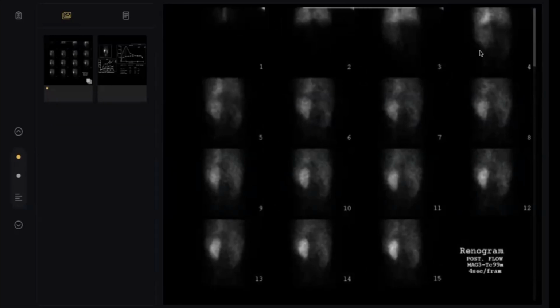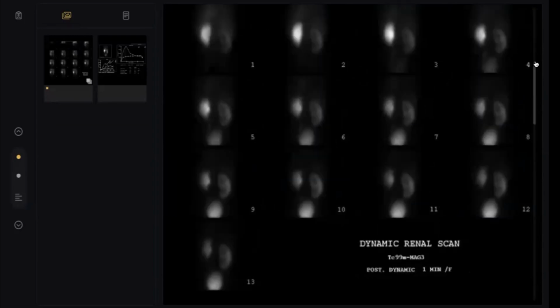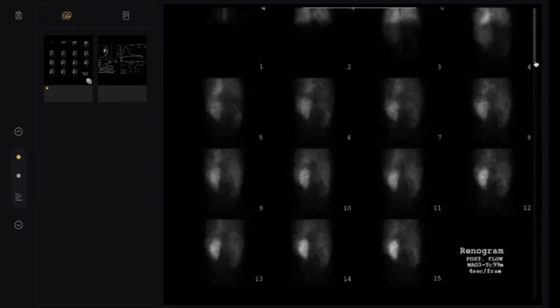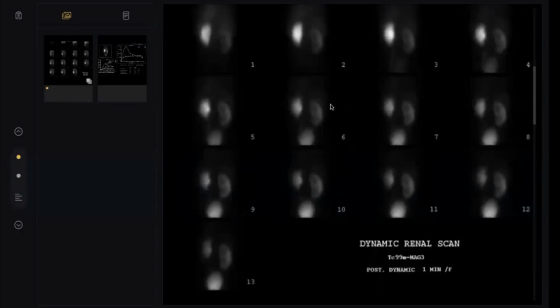This is scrollable. Do you remember, my colleague, the mistake that I committed before? See, this is scrollable. Scroll. What happened? Yeah, tell us. There is uptake here. Is this right or left? This is the left. And what about the right? On the right, there is poor or almost no radio tracer uptake.